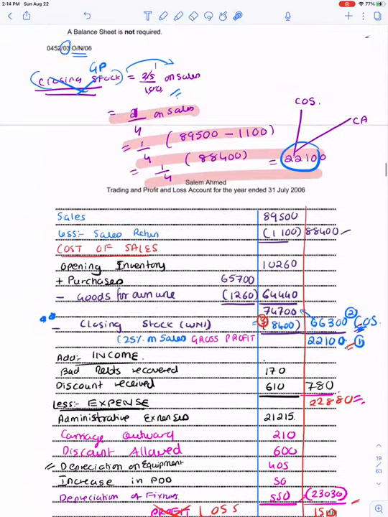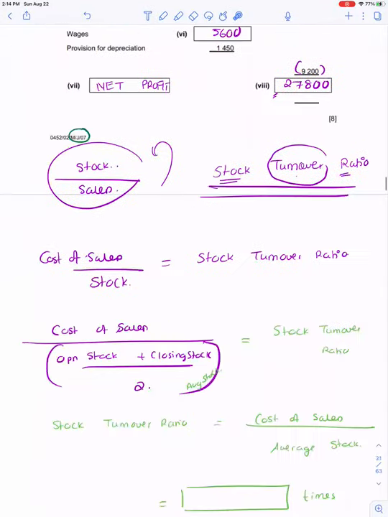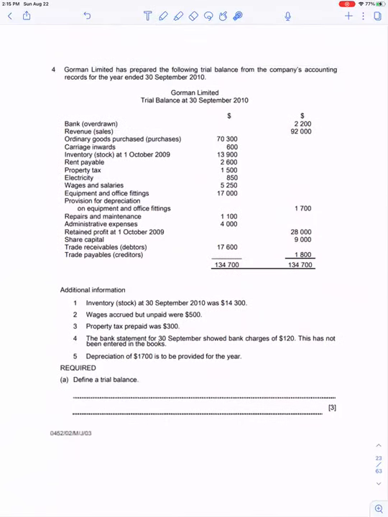This is the video 4. In our video 5, I will proceed with the next question of Gorman Limited, which is again a past paper question of May-June 03, paper 2. But this time we are going to do with adjustments.